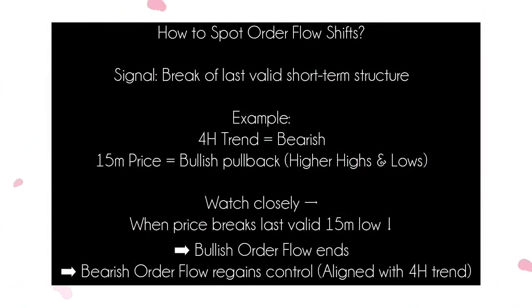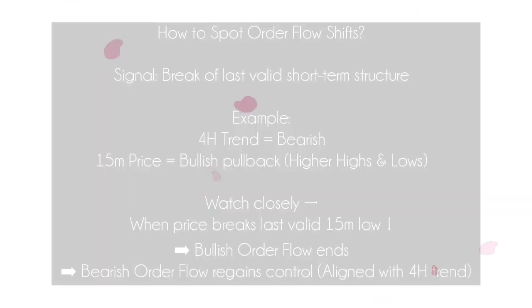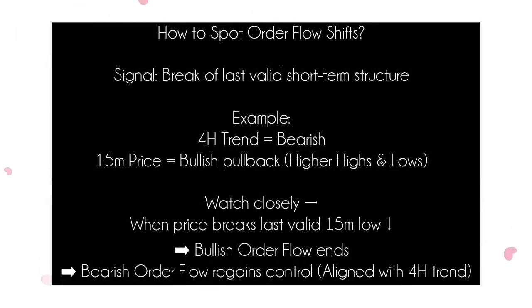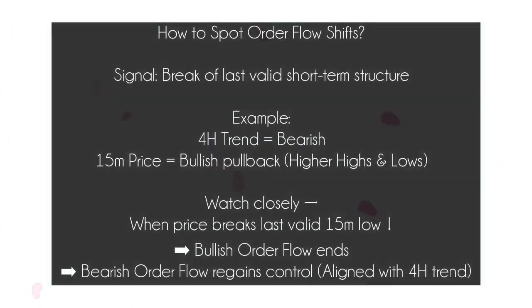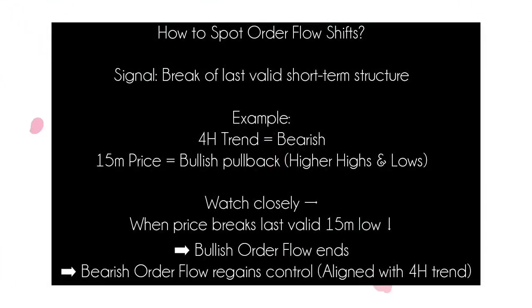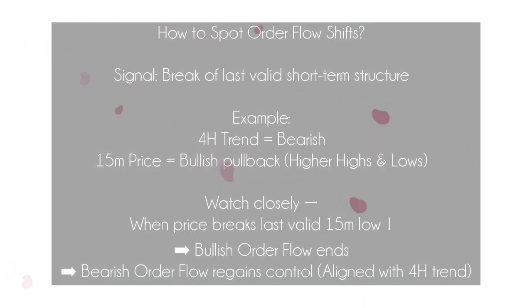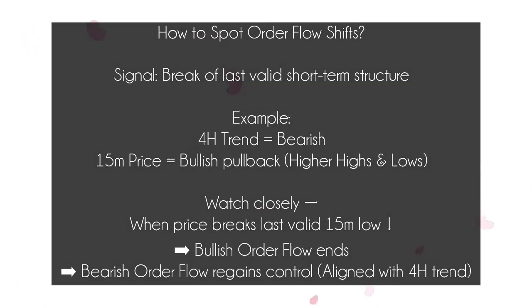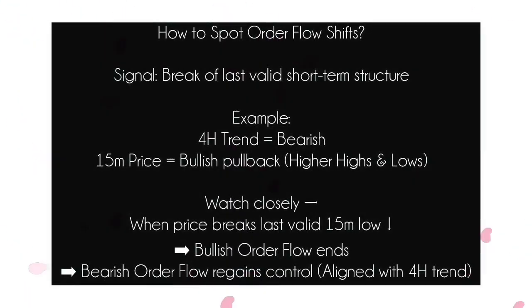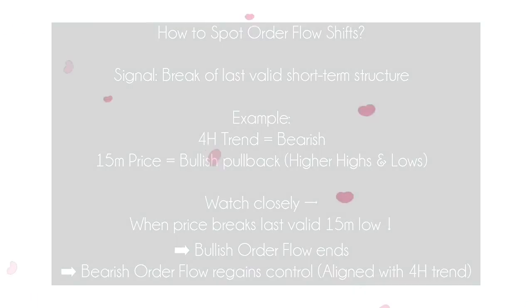All right, so how can we identify these shifts in the short-term flow of orders? The clearest and most reliable signal for a change in order flow is the break of the last valid short-term structure. Let's use an example. Imagine our main 4-hour trend is bearish, but the price is currently in a bullish pullback on the 15-minute time frame, making a series of small higher highs and higher lows. In this state, our short-term order flow is bullish.